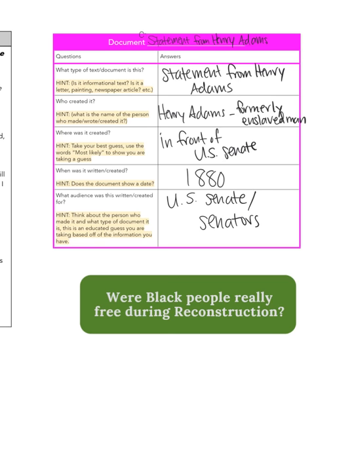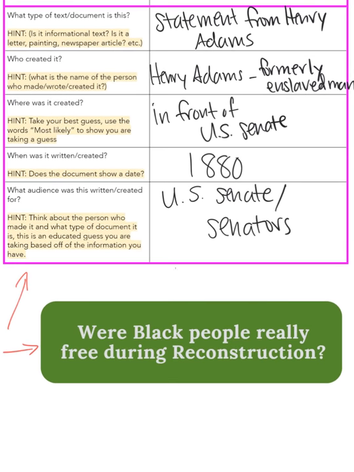Remember, the purpose of sourcing is for you to start to think about the context and perspective of the people who created the documents as you read to help you better understand history. Follow along as I read the document and keep in mind both the information we learn from sourcing and the big question, were Black people really free during Reconstruction? Does this document support the claim that Black people were free, or does it support the claim that Black people were not free during Reconstruction?